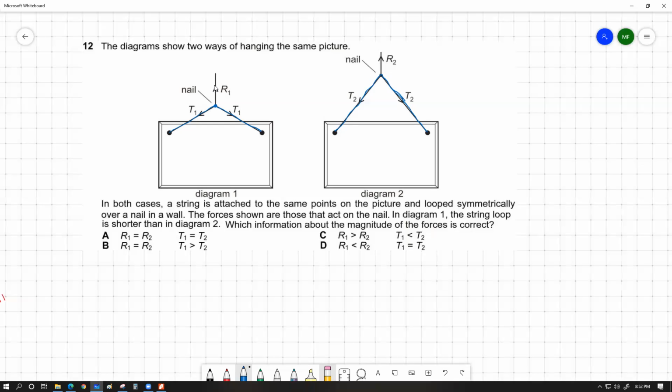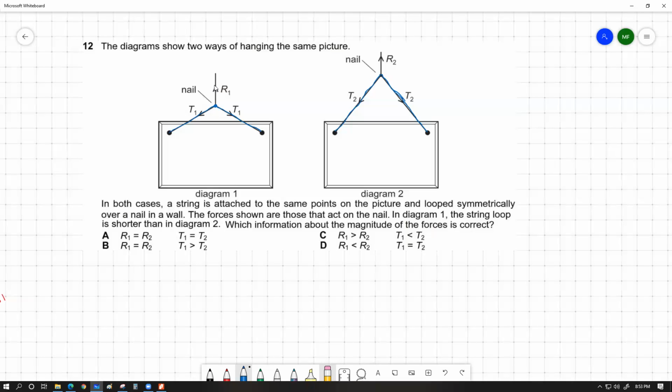These three forces are experienced by the nail. The nail experiences two tensions in this direction and one reaction force upwards, so that the nail is actually stuck on the wall. The reaction force is obtained from the friction force with the wall, and the T1 and T2 are the tension forces from the string of the photo picture. So they are producing equilibrium.